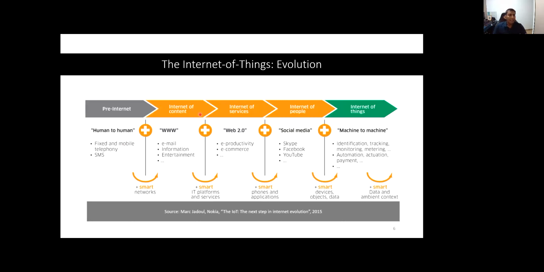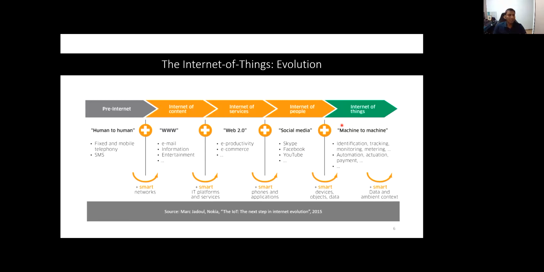Then the internet came in, and email was a very big thing. People were really excited about email, and then information and entertainment came in. Then e-commerce, e-productivity, and finally social media became very popular as time went on. I still remember there was Orkut at one time, but then Facebook kicked in and everything changed. So now we are in the era where machines are talking to other machines.